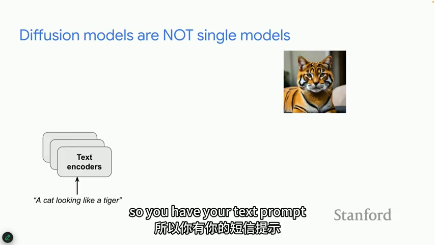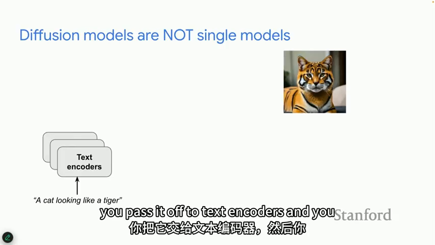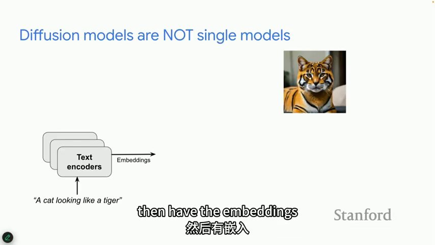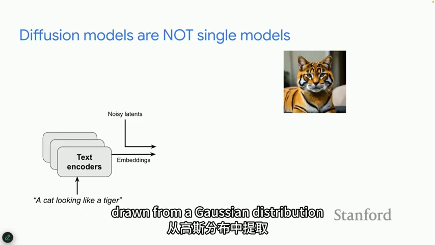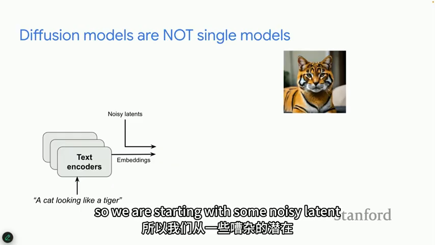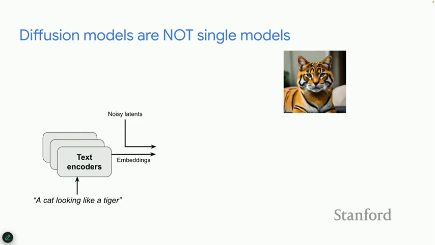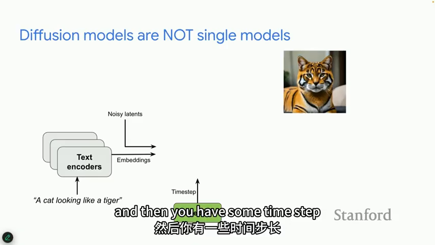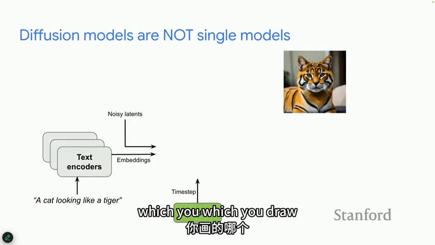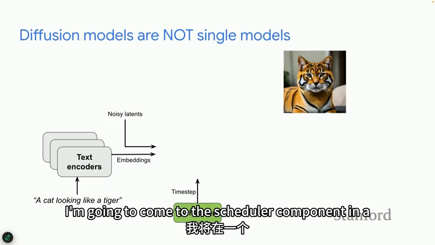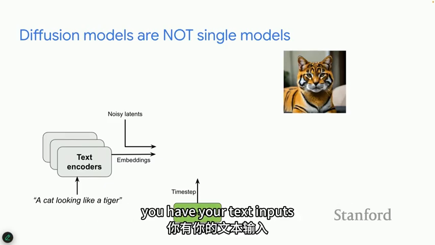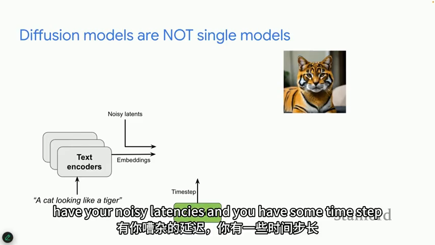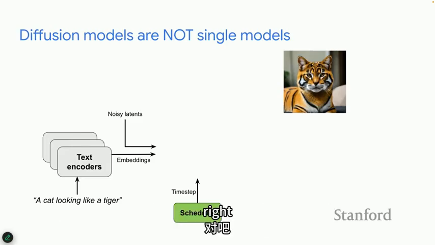So you have your text prompt, you pass it off to text encoders, and you then have the embeddings. And as we saw in the earlier slide, we are starting off with some random noise drawn from a Gaussian distribution. So we are starting with some noisy latents, and then you have your text embeddings. And then you have some time step, which you do the math with a scheduler. I'm going to come to the scheduler component in a minute. But you have your conditions at this point in time. You have your text embeddings, you have your noisy latents, and you have some time step, right?